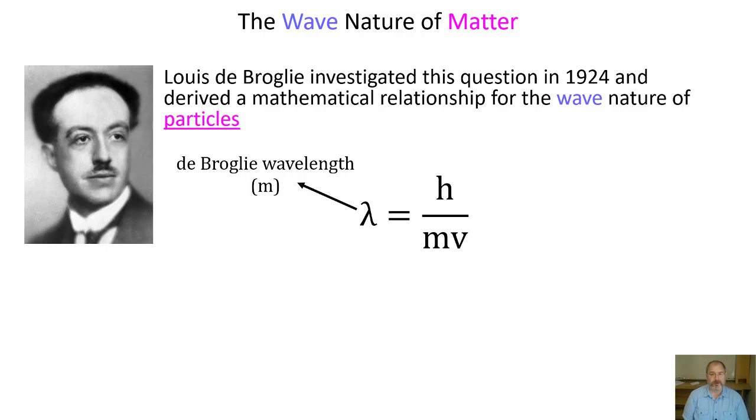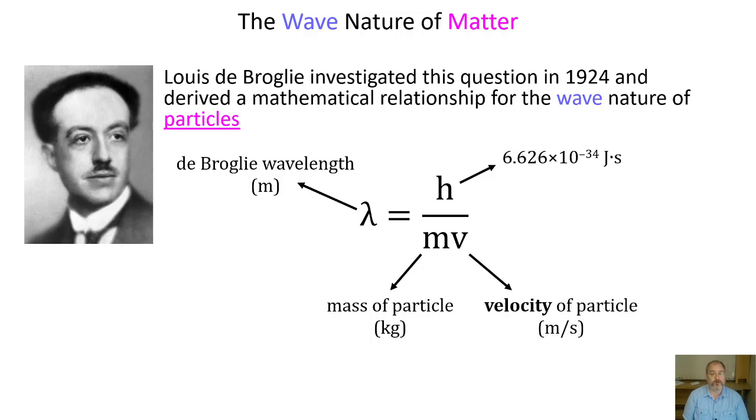Now, this is the wavelength of a particle. This is not the wavelength of light. It could be the wavelength of an atom or an ion or an electron or a neutron. And h is Planck's constant, which is 6.626 times 10 to the minus 34 joules times seconds. m is the mass of the particle given in kilograms. And v is the velocity or speed of the particle in meters per second.